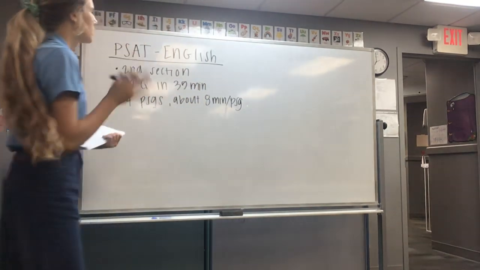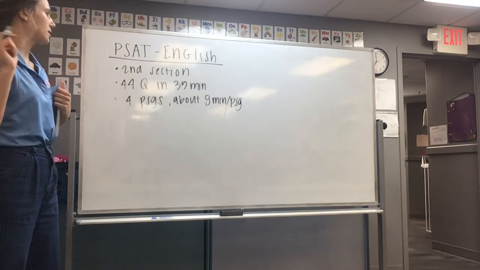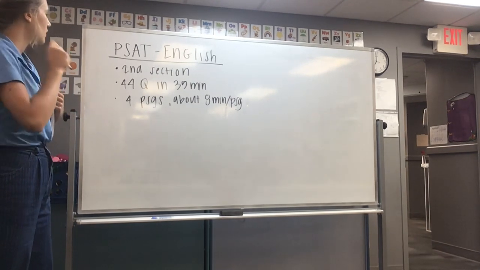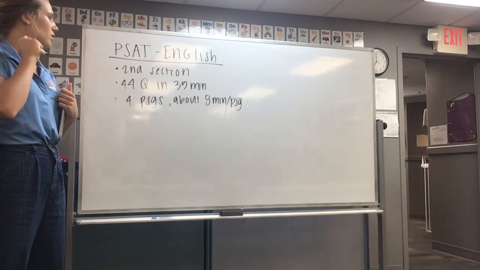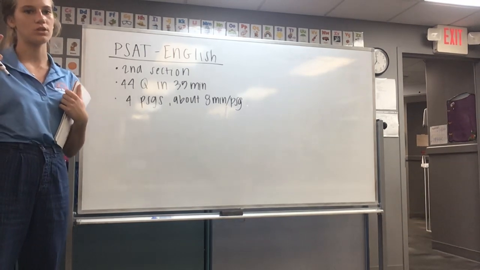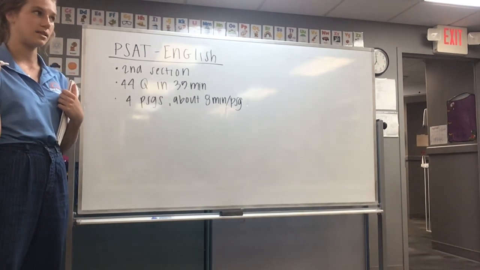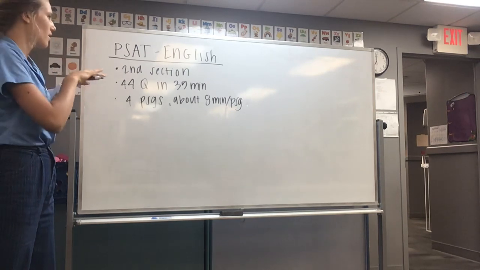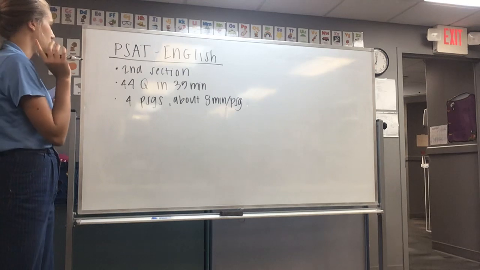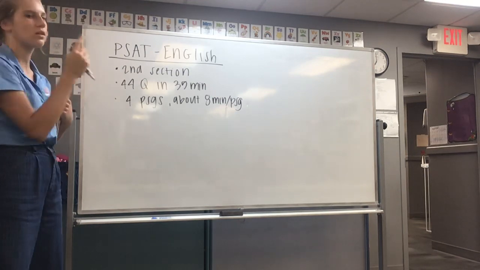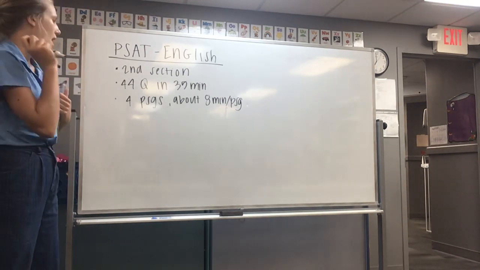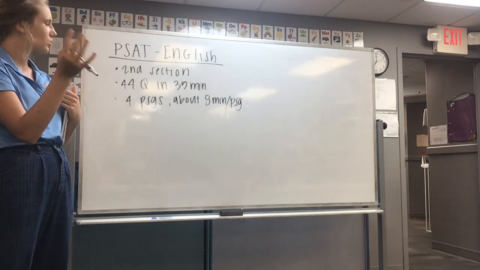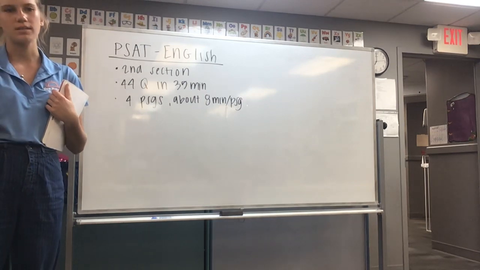Okay, so just some introductory info. It is the second section, so it'll come right after reading, and you don't get a break in between. 44 questions in 35 minutes, so substantially less than the ACT, which is kind of nice, because that's, is it 75 questions? Yes. So substantially less, and it's broken into 4 passages with 11 questions per passage, and that works out to about 8 minutes per passage, and then you have a little bit of time left over.